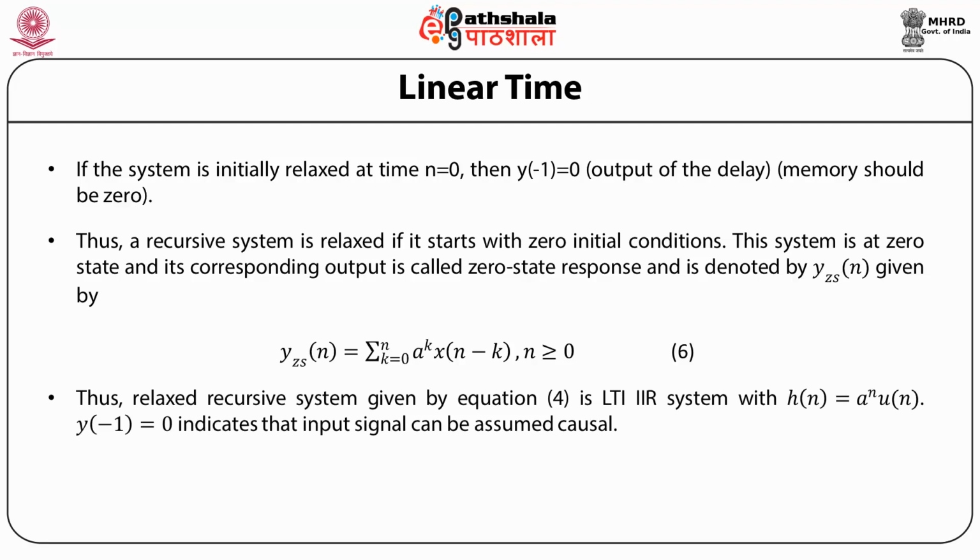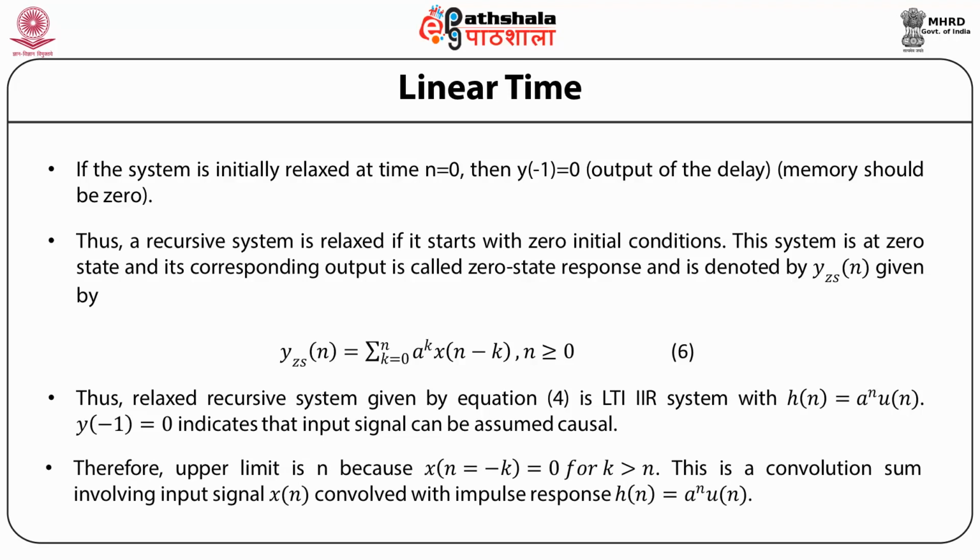Thus, the relaxed recursive system, which is given by equation 4, is an LTI IIR system with h(n) equal to a to the power n u(n). y(minus 1) equal to 0 indicates that the input signal can be assumed causal. Therefore, the upper limit is n because x(n minus k) equal to 0 for k greater than n. This is a convolution sum involving the input signal x(n) convolved with the impulse response h(n) equal to a to the power n u(n).